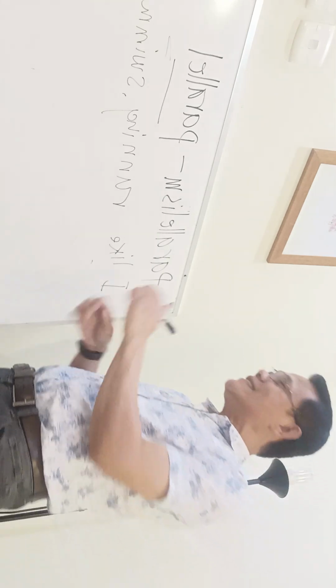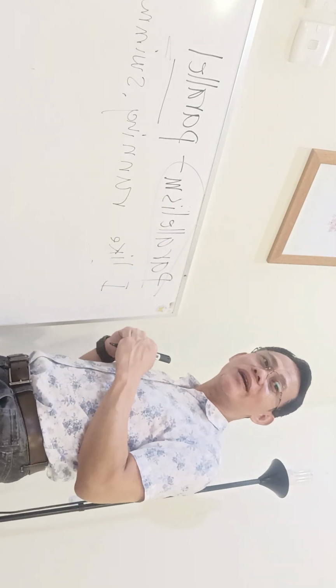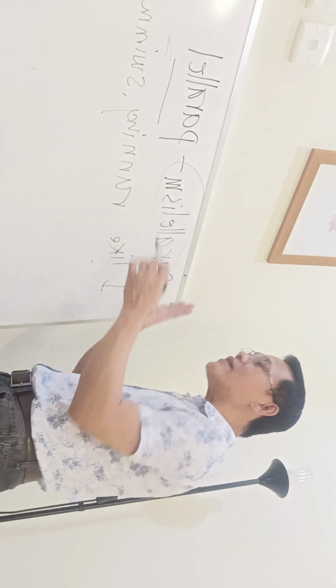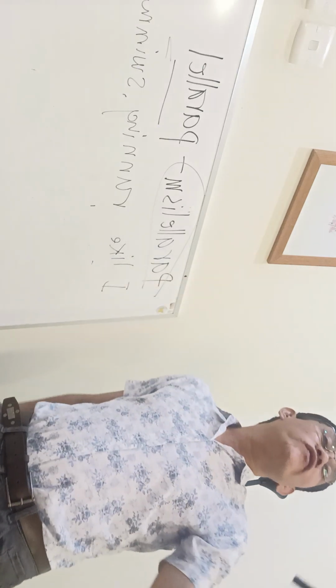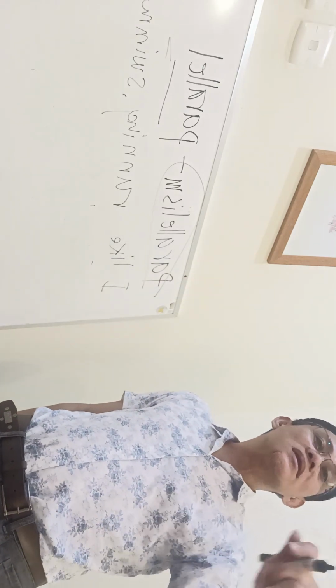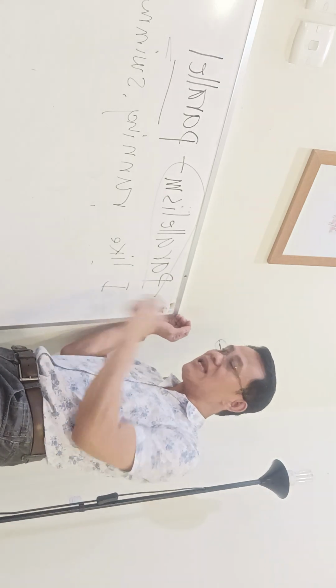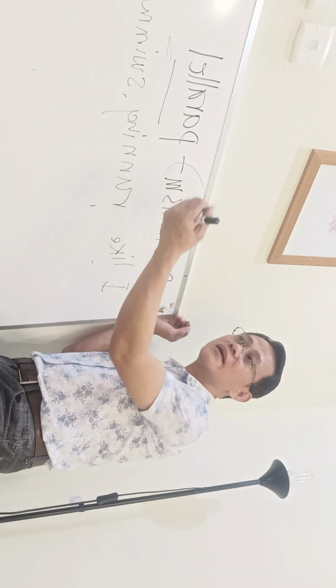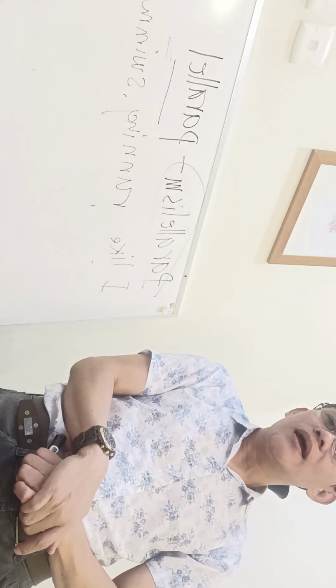Very good. That is parallelism. You balance the sentence. You make it equal. So, I like running, swimming, and read. The sentence is grammatically wrong if you don't follow the parallelism. It must be I like running, swimming, and reading. The ing form. Okay. That's it, right?